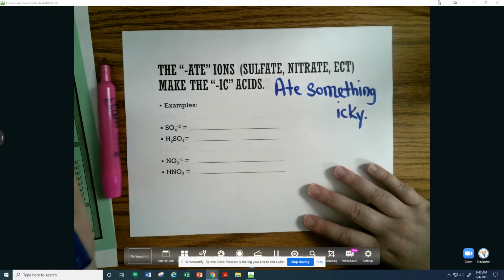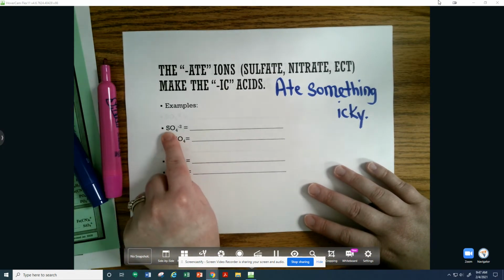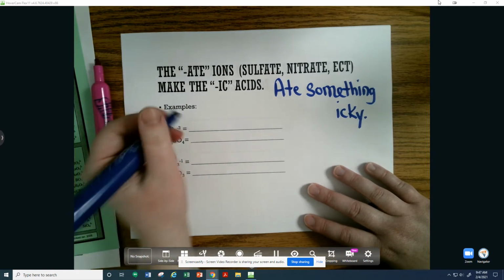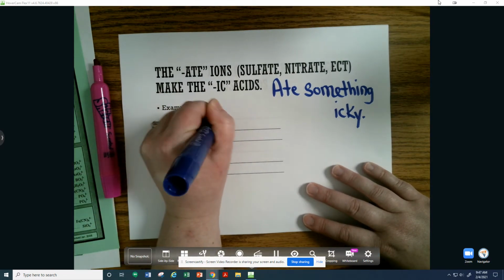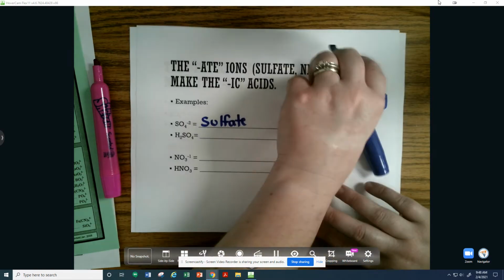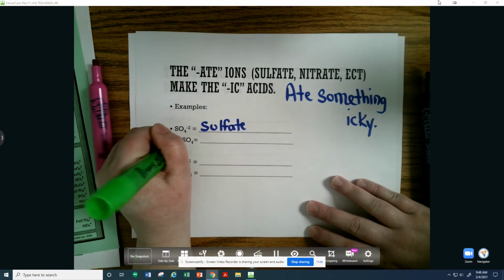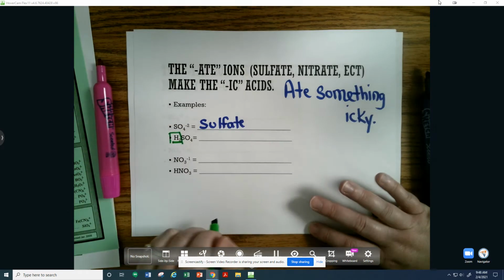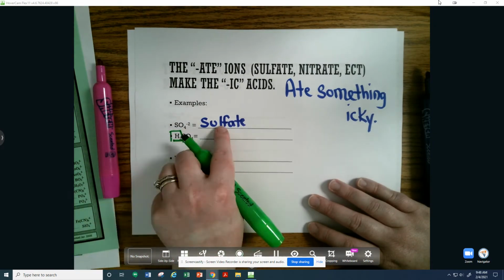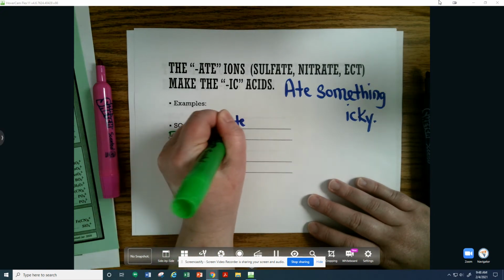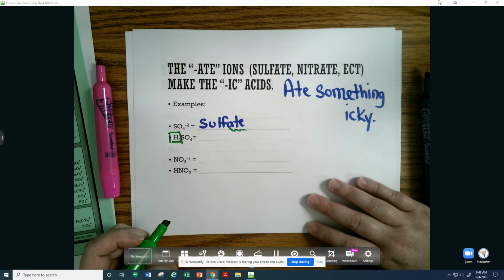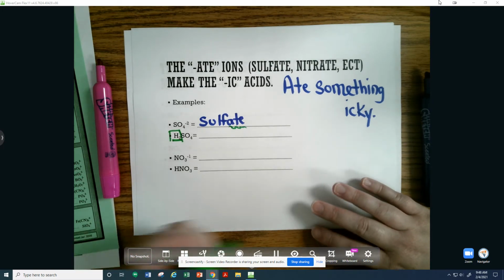So the idea here is that if you use your polyatomic list, you would find that SO4 is the sulfate polyatomic. So we do not use the prefix hydro. Hydro is only used in binary acids. So what you do when you see that hydrogen is listed first, and we know that we're working with an acid and that acid contains the sulfate polyatomic, this is what we need to substitute out. So we change -ate to -ic.